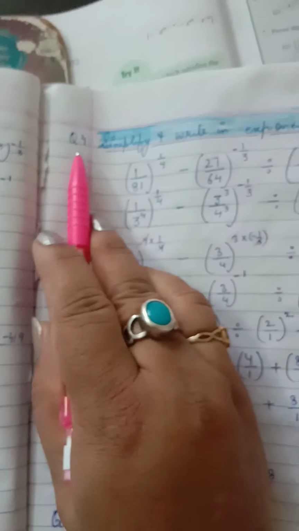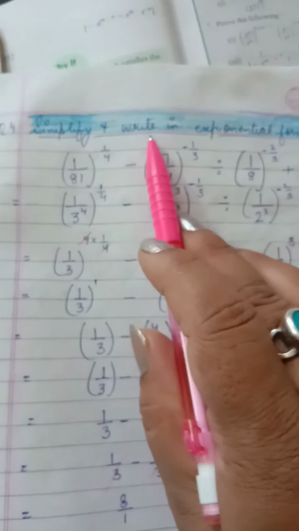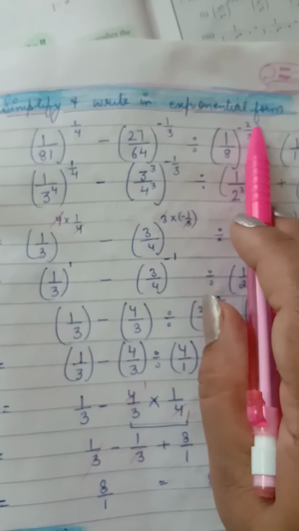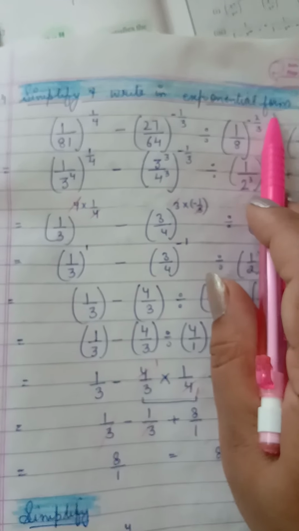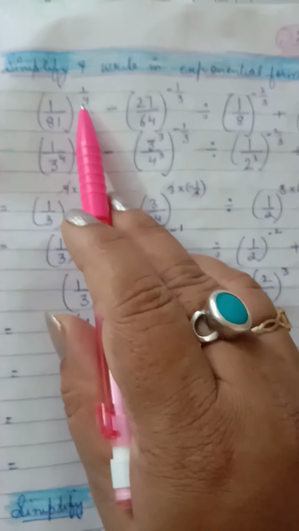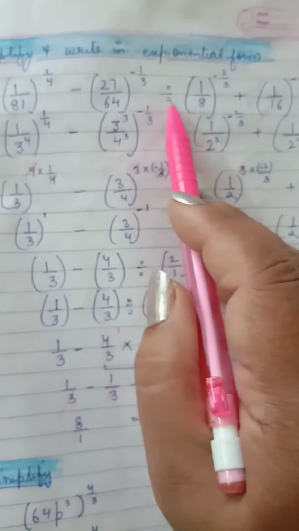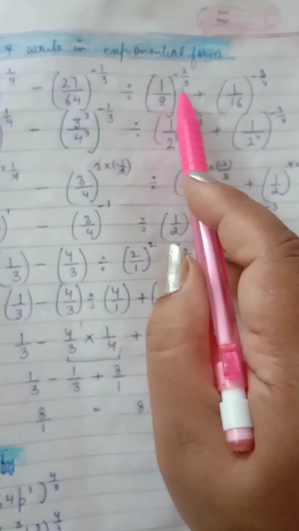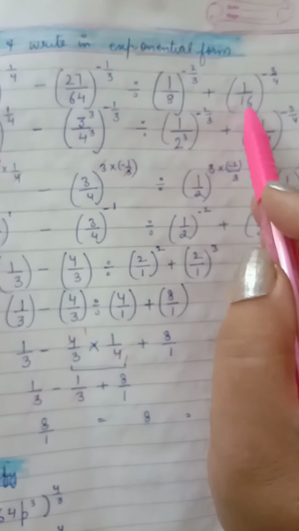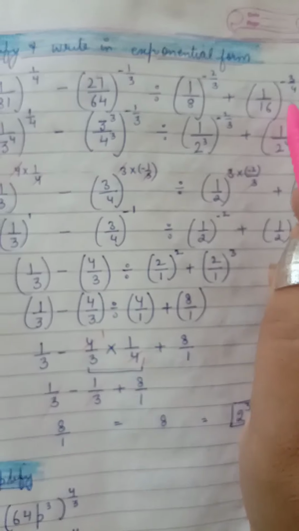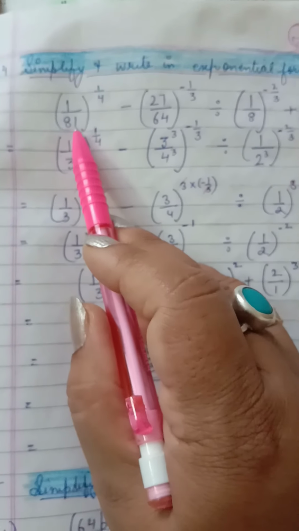Okay, question 4. Simplify, write in exponential form. Now after solving, you have to give your answer in exponential form. 1 upon 81 to the power 1 by 4 minus 27 by 64 to the power minus 1 by 3 divided by 1 by 8 to the power minus 2 by 3 plus 1 by 16 to the power minus 3 upon 4. Change all the bases to exponential form.